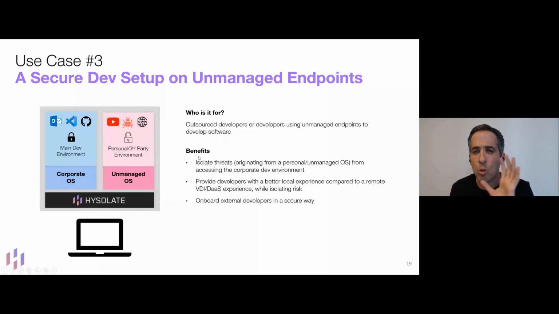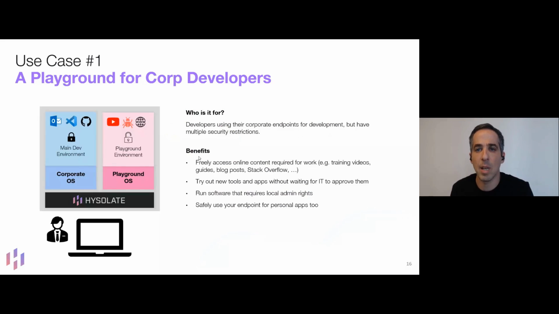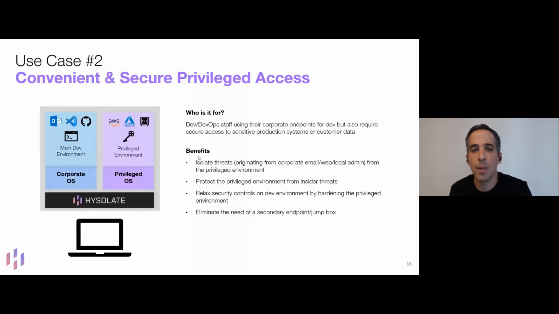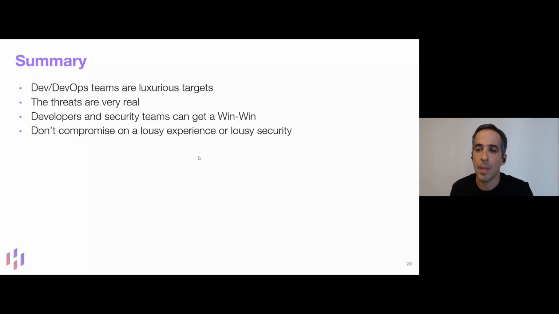So these are the top 3 use cases we see out there for developers and DevOps teams with Isolate. And the nice thing about it is that it finally gives you a win-win between security teams and developer and DevOps teams. And with that, I want to leave you with just a few notes. First, I'm sure you're all aware, but today more than ever, developers and DevOps teams are really high-end targets for the bad guys.